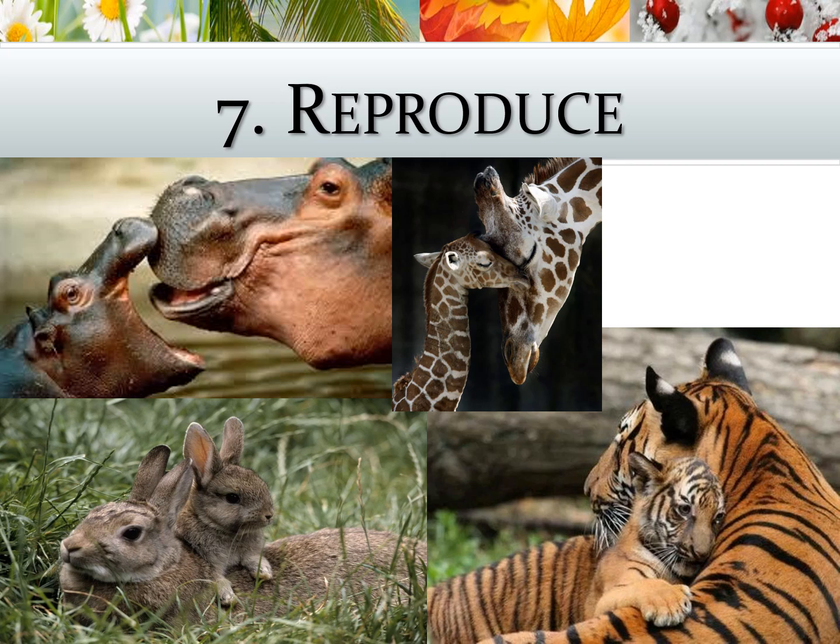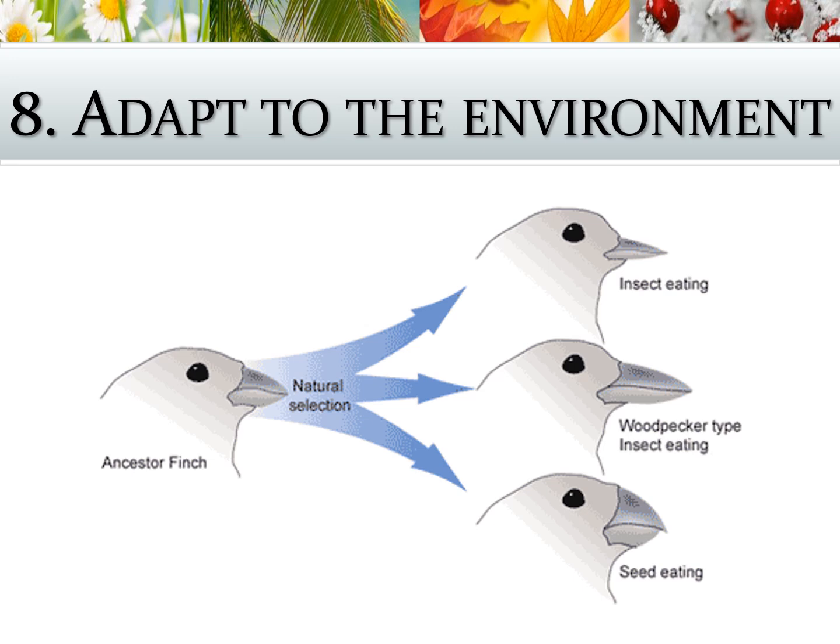The seventh characteristic of life is that organisms reproduce, or make more of their species. The eighth and final characteristic of life is that organisms adapt to the environment. Populations of species change or evolve over time. The mechanism for these changes is called natural selection. In this diagram, we can see how an ancestor finch has evolved into 3 different species, each with a beak that is adapted to what it eats.